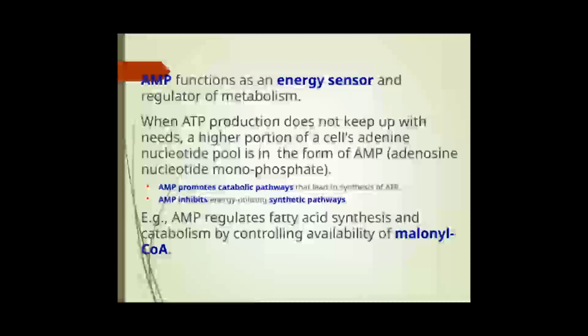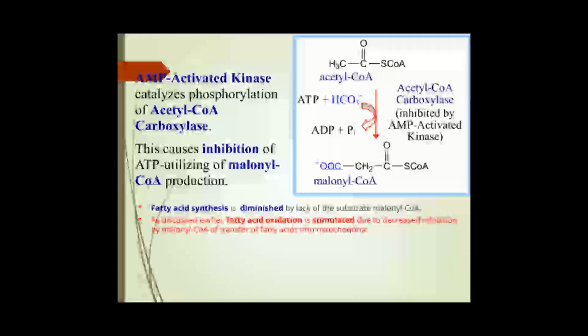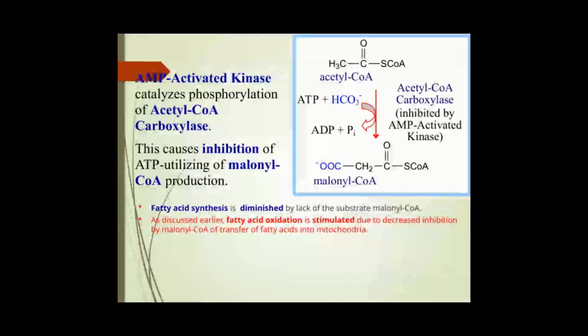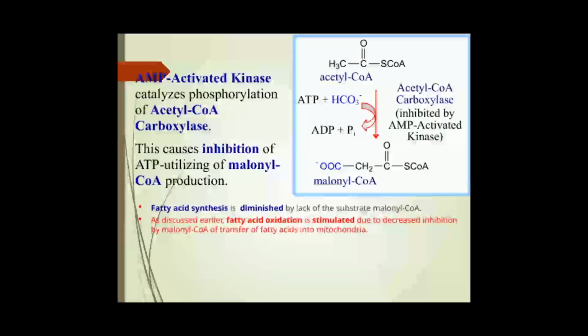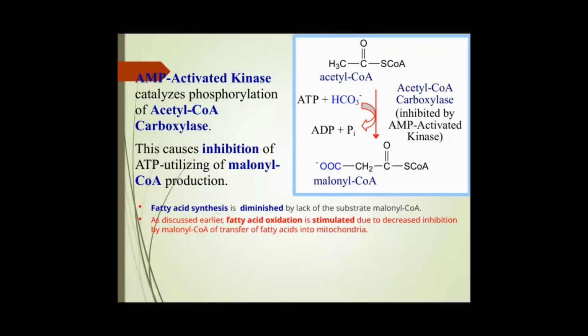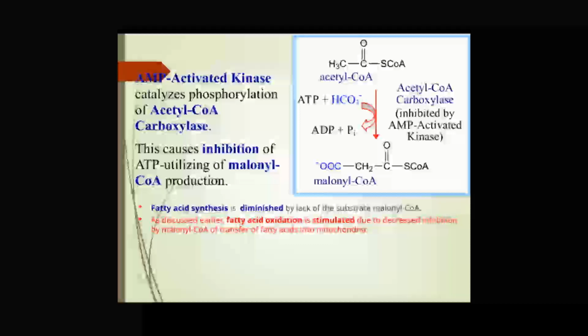Let's break down how AMP-activated kinase, or AMPK, plays a crucial role here. When energy levels in the cell are low, AMPK gets activated and catalyzes the phosphorylation of acetyl-CoA carboxylase. Now, this phosphorylation effectively inhibits the activity of this enzyme, which normally promotes the production of malonyl-CoA. Since malonyl-CoA is a key substrate for fatty acid synthesis, its decrease means that fatty acid synthesis is significantly diminished. This is an important point because it shows how the cell shifts from building fatty acids to utilizing energy stores during times of low energy.